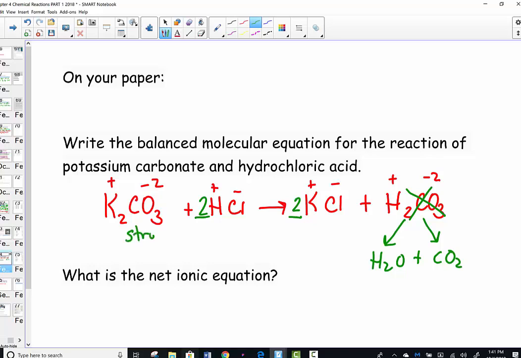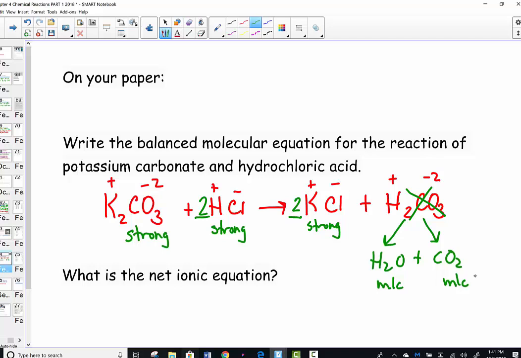Potassium carbonate is a strong soluble salt. Break it apart. HCl, hey, that's one of our 7 strong acids. Break it apart. KCl, that's a strong soluble salt. Break it apart. Water, it's molecular. Carbon dioxide, molecular. Those are non-electrolytes. You leave them together.